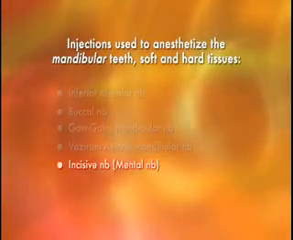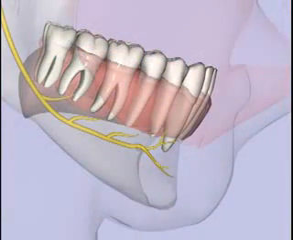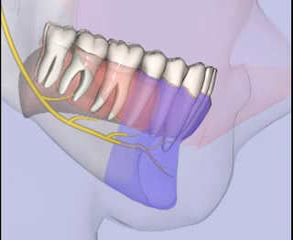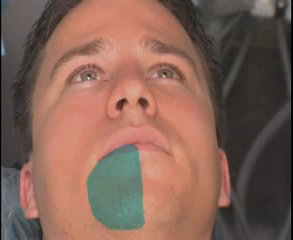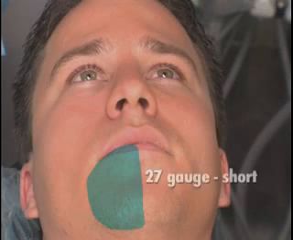The incisive nerve block provides pulpal anesthesia to the 5 mandibular anterior teeth, the incisors, canine, and 2 premolars, the buccal soft tissue and bone anterior to the mental foramen, and the skin of the lower lip and the chin. A 27-gauge short needle is recommended.